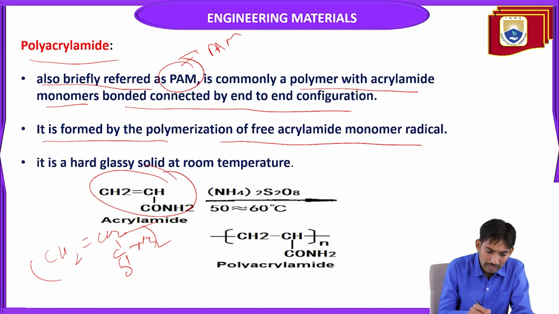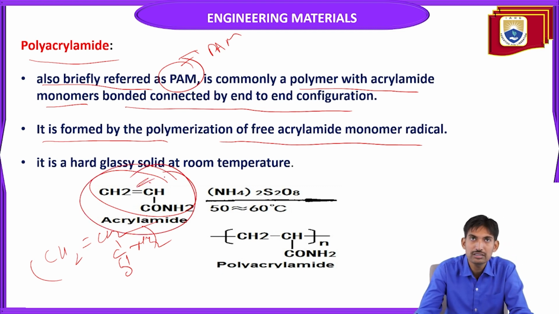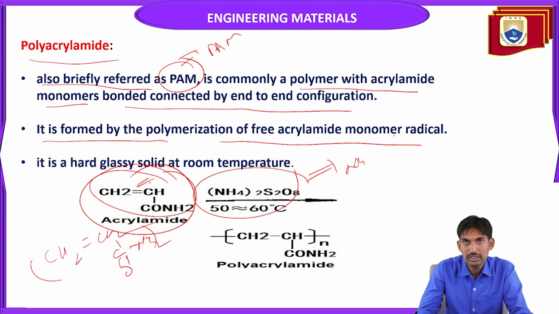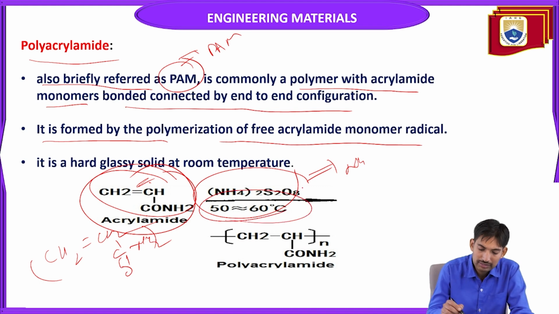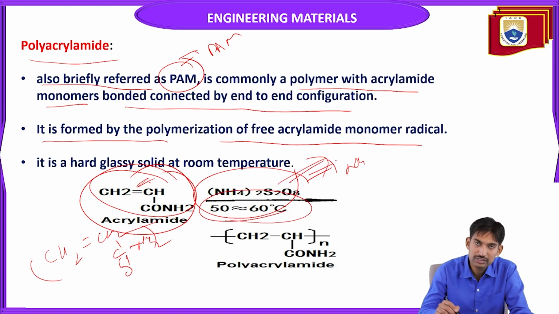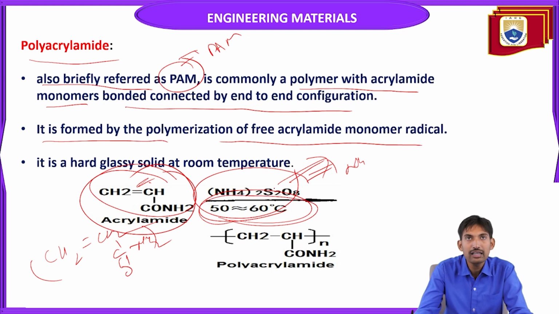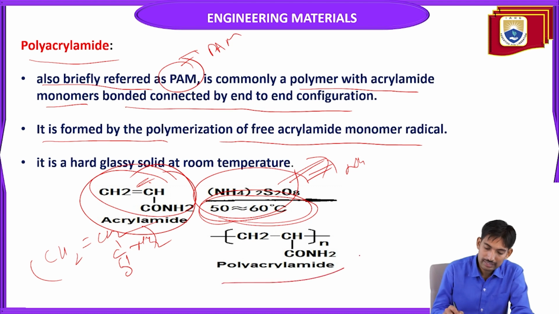The acrylamide undergoes free radical polymerization. The catalyst is ammonium persulfate, NH4 taken to S2O8, at 50 to 60 degrees centigrade. The acrylamide undergoes free radical polymerization, and it will form polyacrylamide.